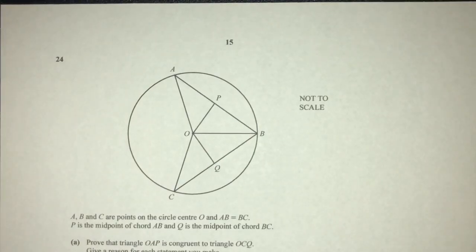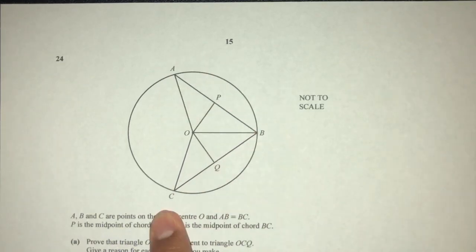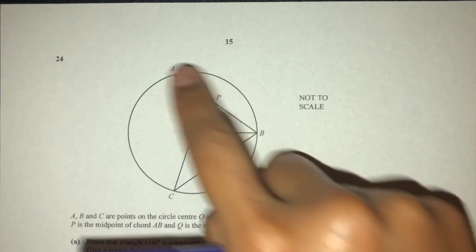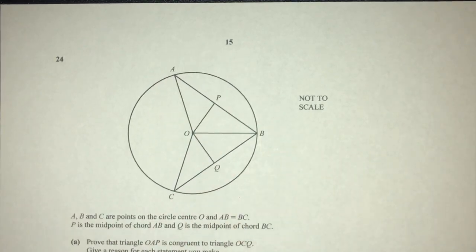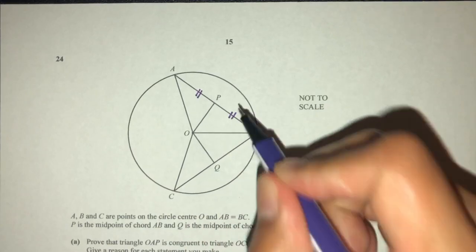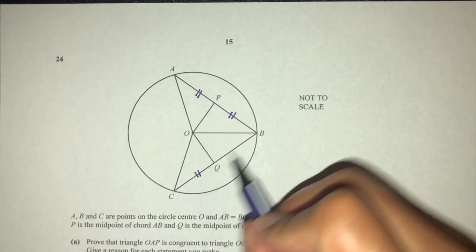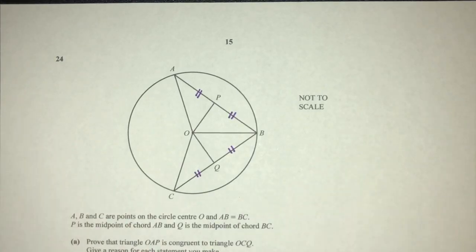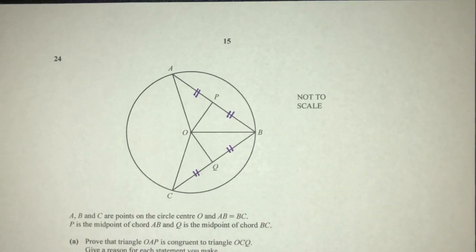Now let's move on to question number 24. So here we have what? We have A, B, C are points on the circle center O, right? With AB equal to BC, so AB right here is equal to this one. Okay, good to know. And what else? P is the midpoint of the chord here. This is the midpoint. And Q is also the midpoint right here. Okay, good to know.